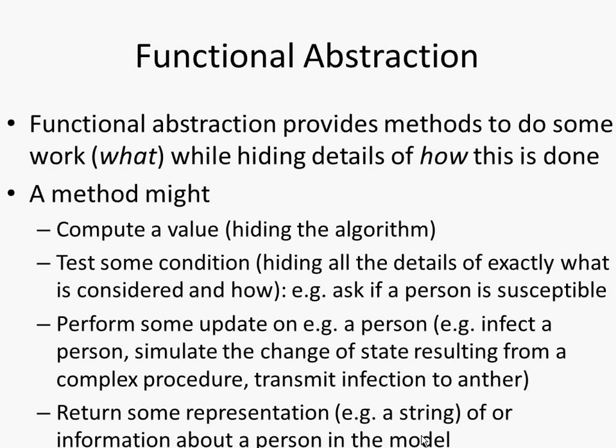Another method might perform some update on a person. For example, it might infect a person. So you could say P dot infect. Or it could simulate the change of state resulting from some complex medical procedure, or transmit infection to another. Alternatively, it might return a representation, like a string that returns information about a person, their name and serial number or what have you. Okay, so why use functional abstraction?